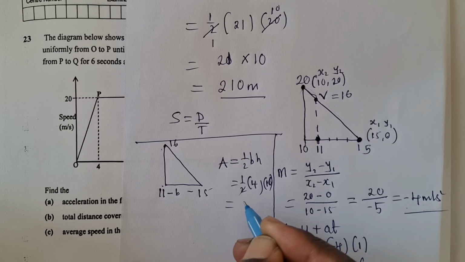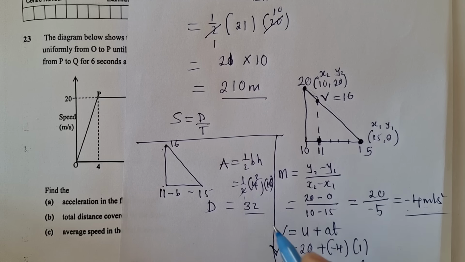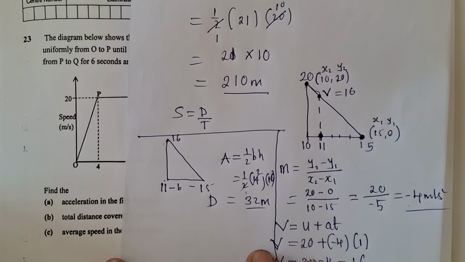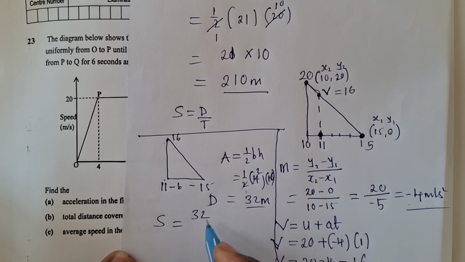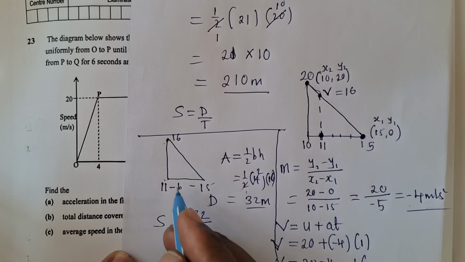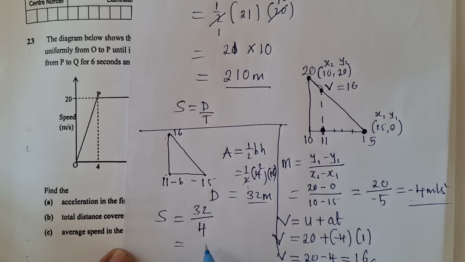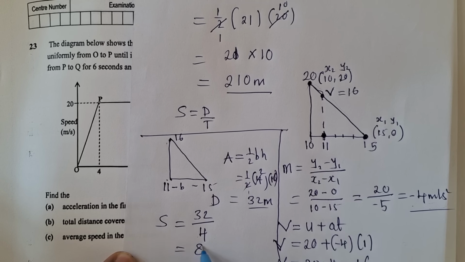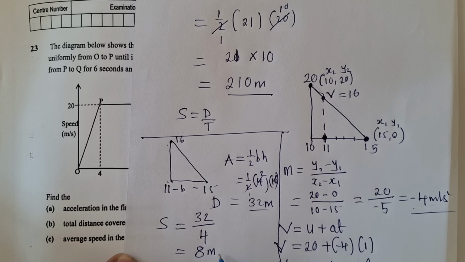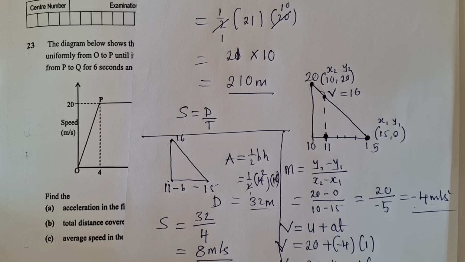Okay? So this is 1, this is 2. So 2 times 16 gives me 32. I know that my distance is 32 meters. So once you get that distance, you can say speed is equal to distance, 32, over time, which is 4 seconds. I know that from here to here it's 4 seconds, and in the question they've said last 4 seconds. So I can now say my answer, that's a speed, is equal to 8 meters per second. This is my speed, or average speed.